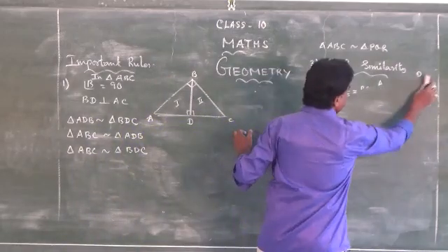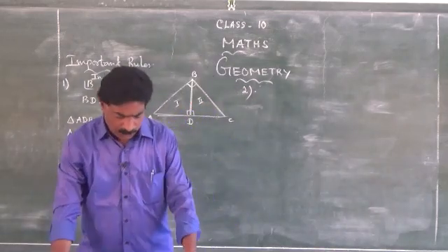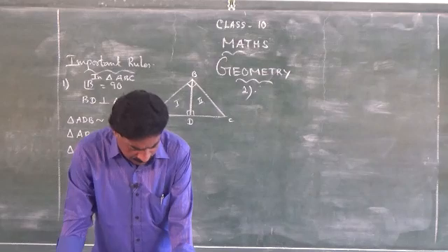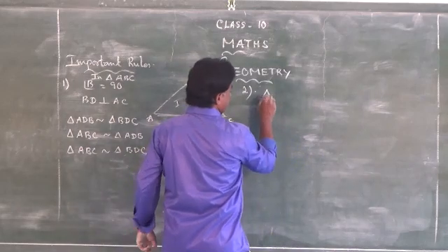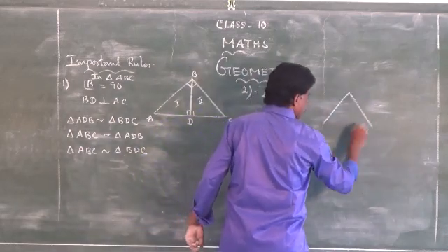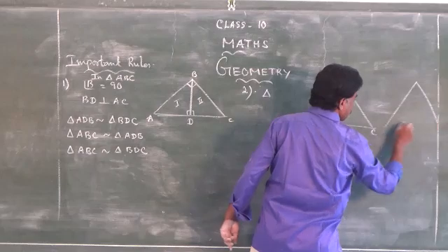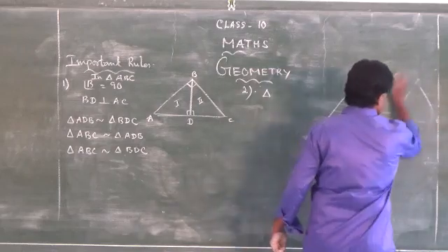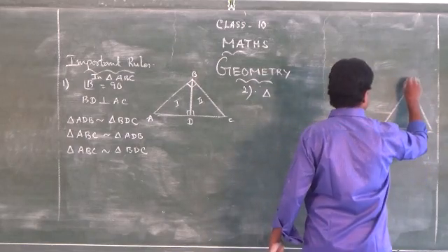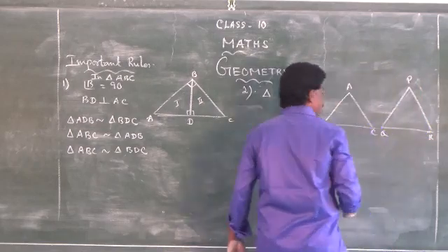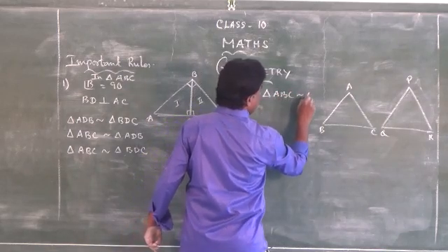The second rule: if two triangles are similar, then the ratio of the corresponding sides is equal to the ratio of the corresponding altitudes. So what is given? Two triangles are similar. Let's take the diagram. A, B, C, and P, Q, R. Now what is given? Triangle ABC is similar to triangle PQR.